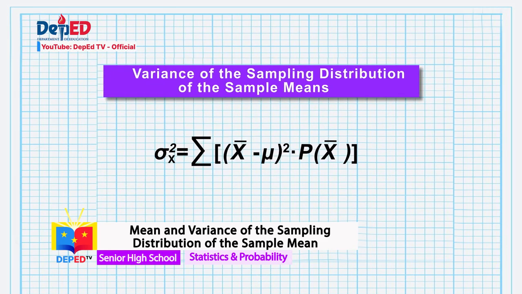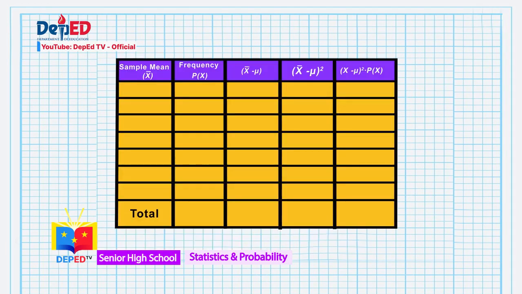The last step is to compute for the variance of the sampling distribution of the sample means using the formula. For the first row, the difference of the score, which is 1.5, and the mean of 3 is negative 1.5. Squaring it will have 2.25, and multiplying the result by the probability 1 over 10 would give 0.225. For the second row, the difference of the score, which is 2, and the mean of 3 is negative 1. Squaring it will have 1, and multiplying the result by the probability 1 over 10 would give 0.1.